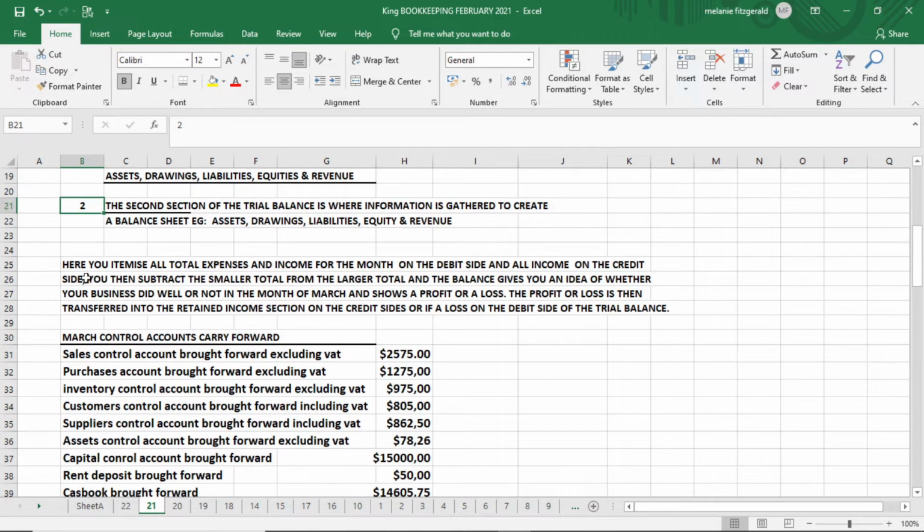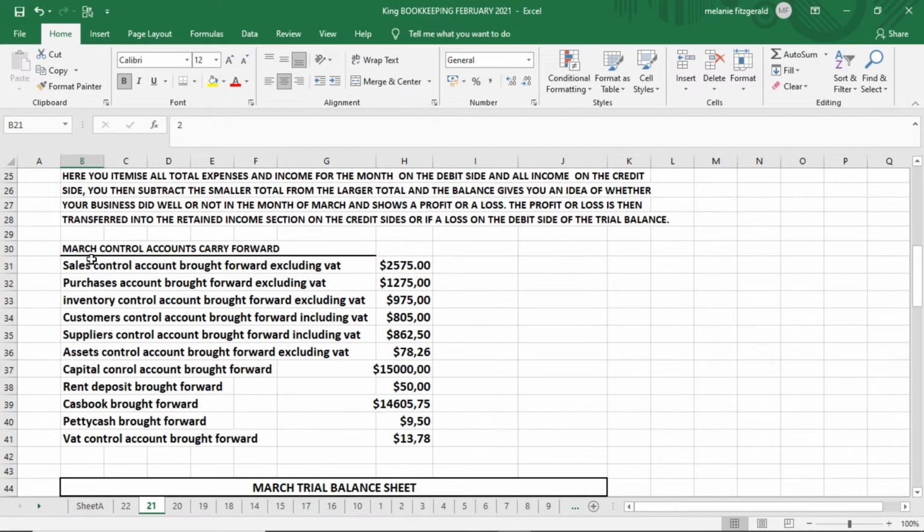Okay, here, you itemize all the total expenses on the debit side and all the income on the credit side. You then subtract the smaller total from the larger total, and the balance gives you an idea of whether your business has done well or not in the month of March and shows a profit or a loss. The profit or loss is then transferred into the retained income section on the credit side, or if a loss, on the debit side of the trial balance.